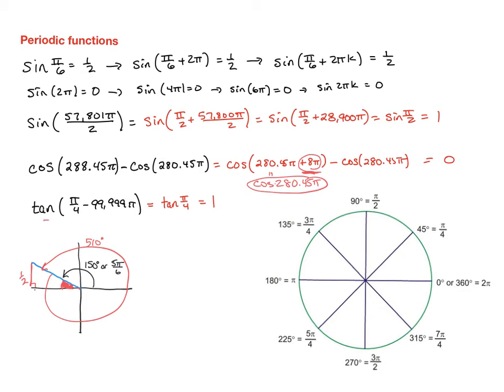The last example, the tangent of pi over 4 minus 99,999 pi. That's an odd number of pi's.